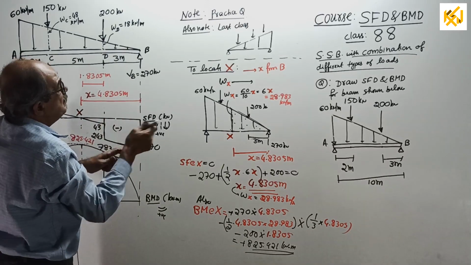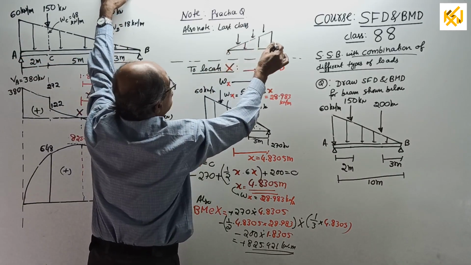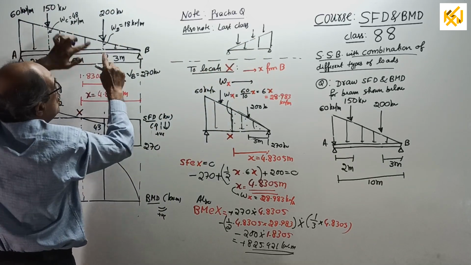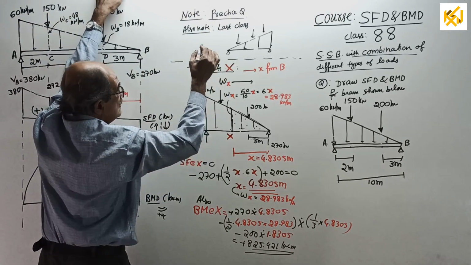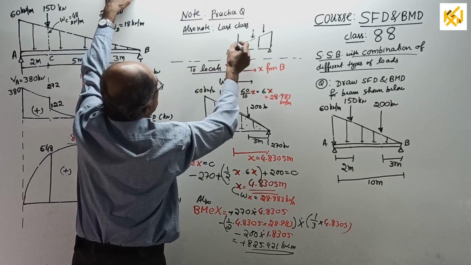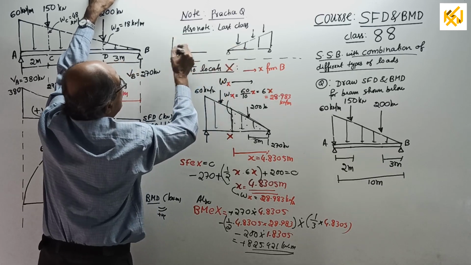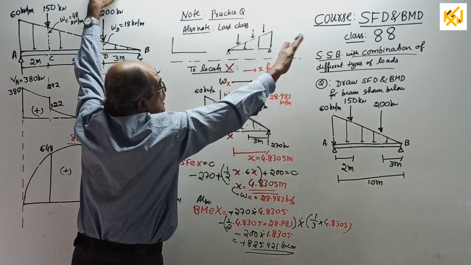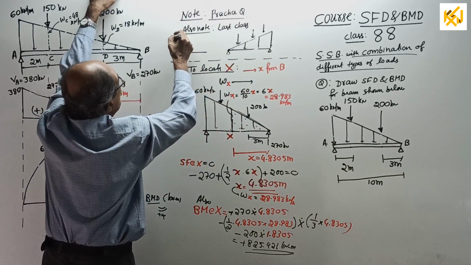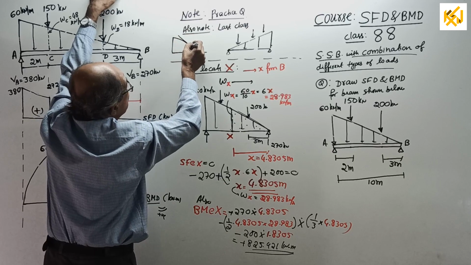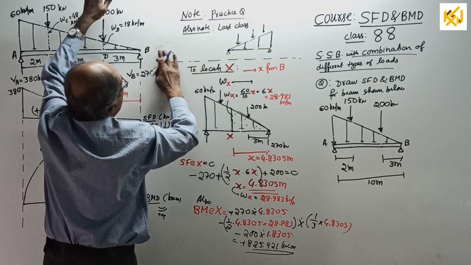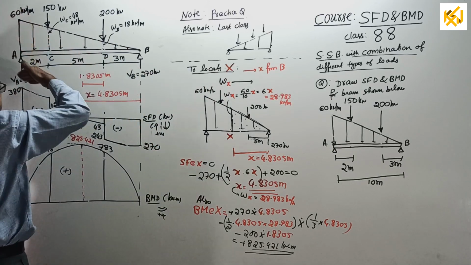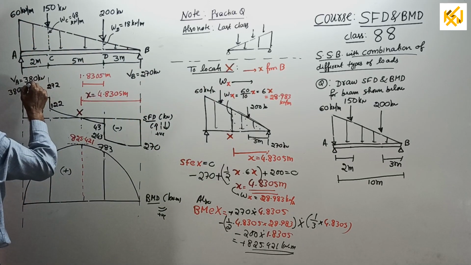See, last time the intensity was 0 here and maximum here, and it was parabolic. Now A to C, C to D, D to B, each is a parabola of second degree, you should write. Last time, see what happened? If I draw the shear force for last time, after here the slope is 0, the intensity is 0, and as you go here, the intensity increases, so it was this way. The slope keeps on increasing. But this time it is not that way, it is reverse. As you go this way, the slope decreases. So the maximum slope will be here, and as you come here, the slope will reduce.